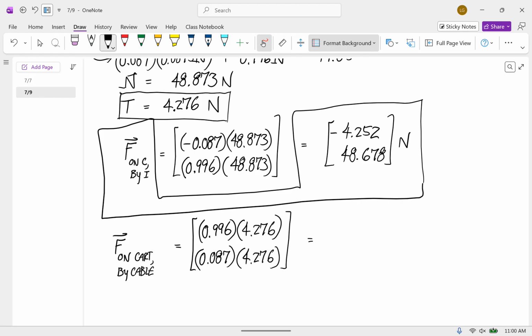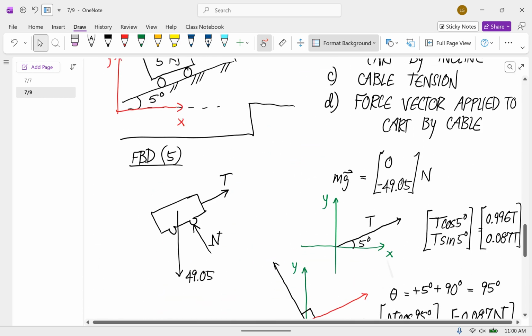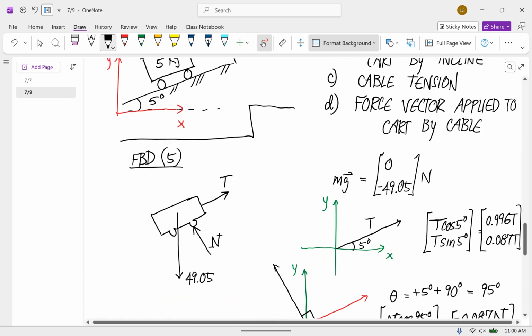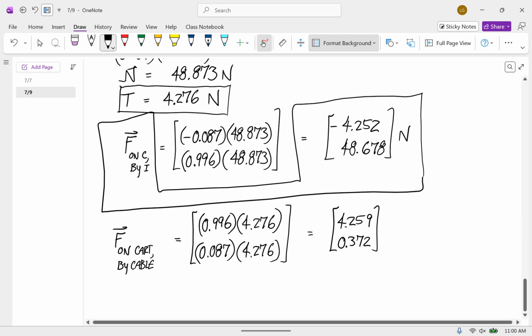And you get 4.259, 0.372. So a big positive x component, a small positive y component. And if you look at the direction of that cable force, that makes sense. So this is newtons.